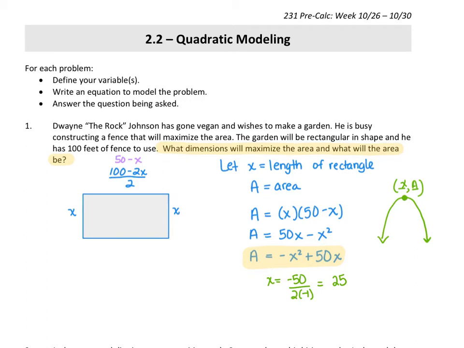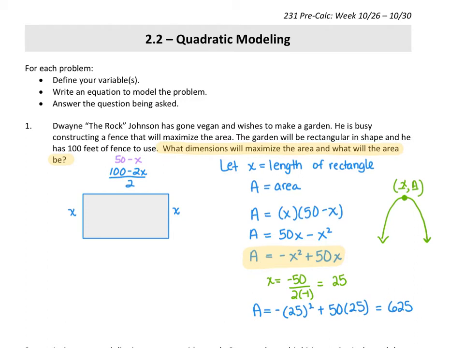And to figure out what the area is, when the width is 25, I just put 25 back in for x into the area formula. So area is equal to negative 25 squared plus 50 times 25, and that's going to give me 625. And so I know that the dimensions of my rectangle should be 25, and then the other side is going to be 50 minus x. So if x is 25, 50 minus 25 is 25. It should be a square, I guess. In this case, a square would give me the maximum area.